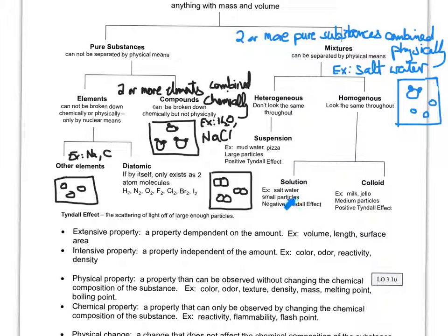To separate between those two, because to the naked eye they both look the same throughout, we use something called the Tyndall effect, which is the scattering of light off of the large particles. If I shine a laser through the solution, if you remember last year, you couldn't see the light in the solution itself. But if I shine it through a colloid, you can see the light scattering off of the particles in a colloid and also of a suspension. So suspension and colloid have a positive Tyndall effect. Solution has a negative Tyndall effect.